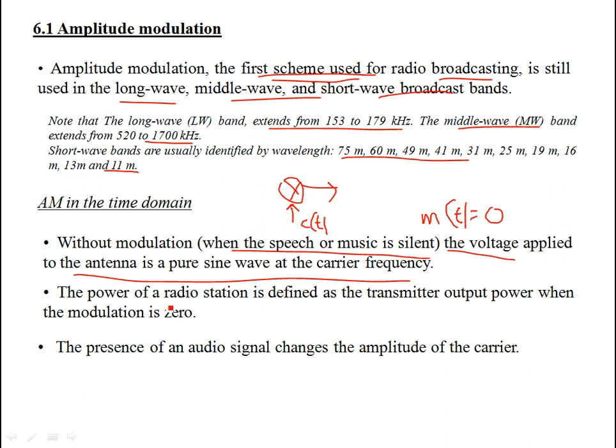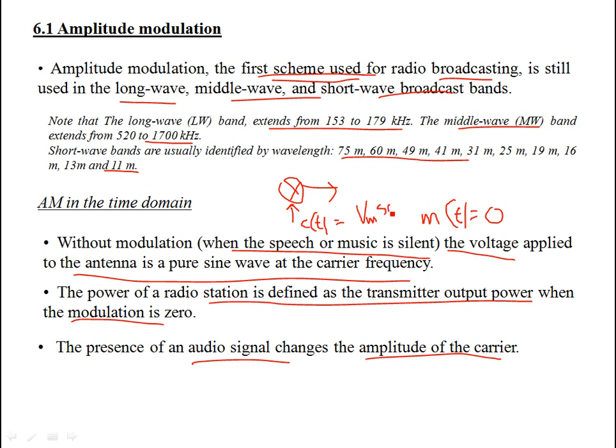The power of the radio station is defined as the transmitter output when the modulation is 0. For example, if you modulate it with an audio signal, you know that the amplitude of the carrier is changing, and depending on that envelope. For a carrier signal, you have a maximum amplitude of Vm.